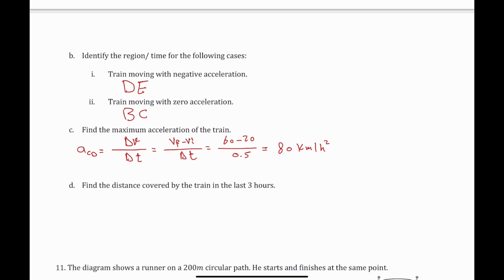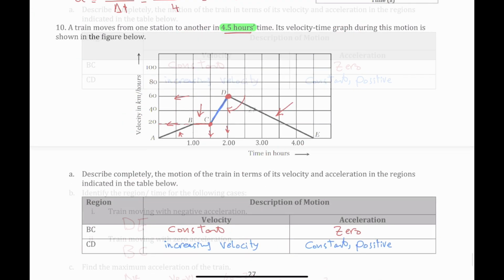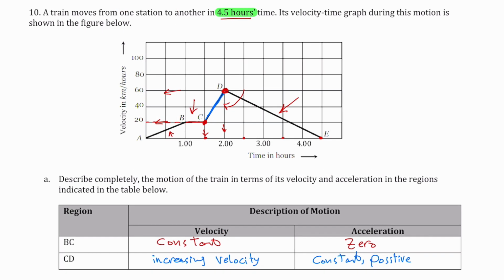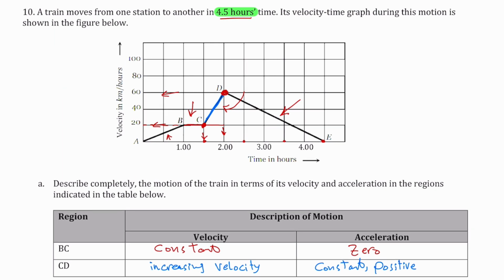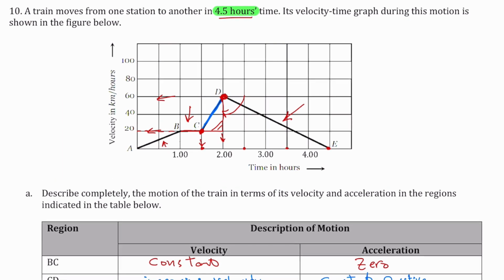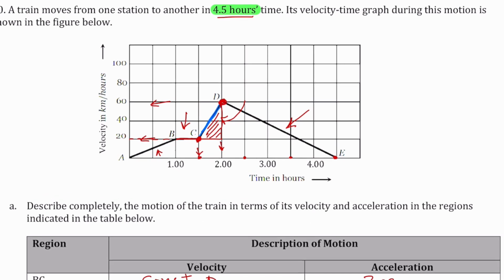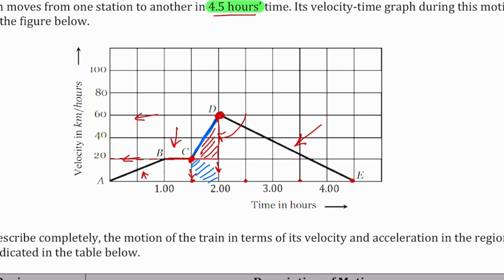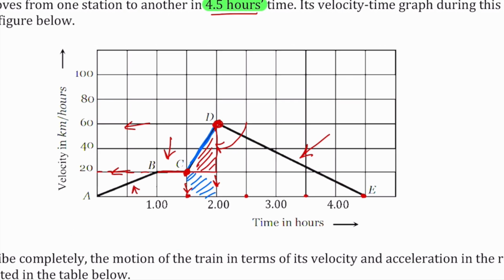D. Find the distance covered by the train in the last 3 hours. For the last 3 hours, we'll start from this point and then we count backwards 3 hours. So from here to here is 1, and then 2, and then 3. So let's divide this shape into areas. So here we have the first area, which is this triangle, and then we have this area, and then we have this area.